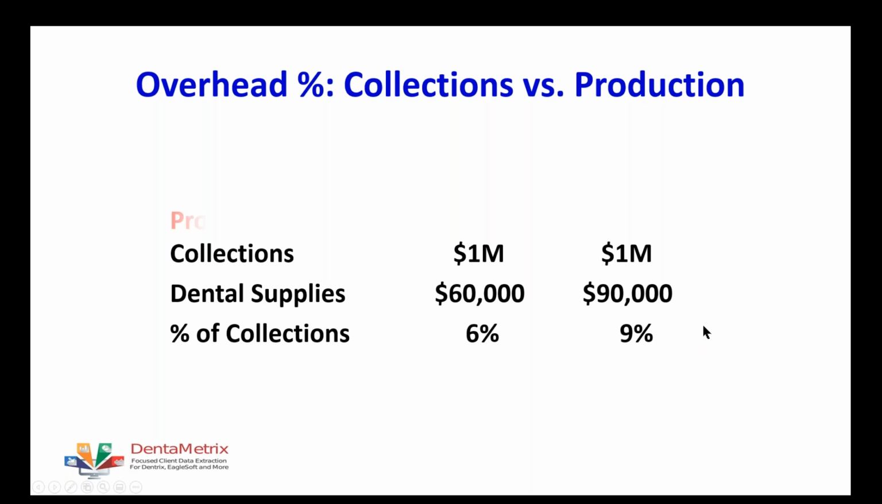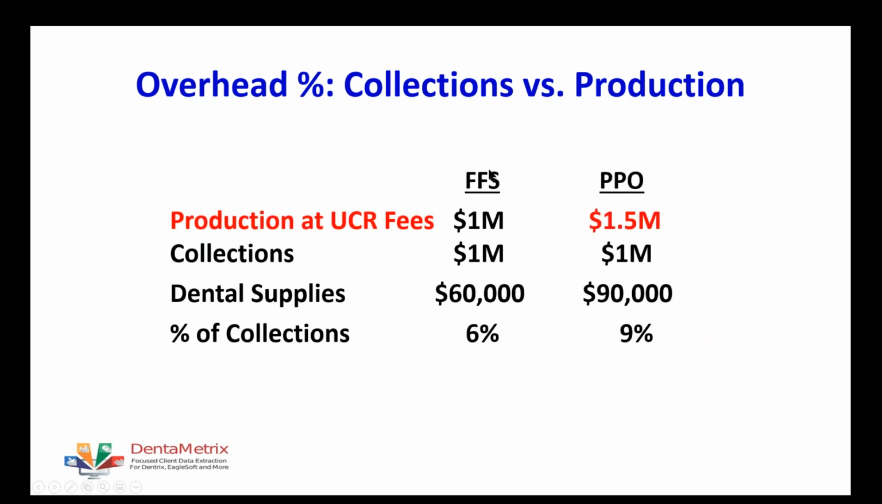Well, let's take a little further look. This is a fee-for-service practice. This is a PPO practice. For a fee-for-service practice to collect $1 million, we'll forget the 98% collection ratio. We'll say he collects it all. He only has to produce $1 million to collect $1 million. Look at the poor PPO guy, though. To collect $1 million, he's got to produce $1.5 million.